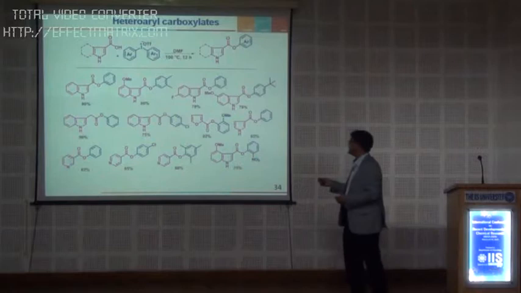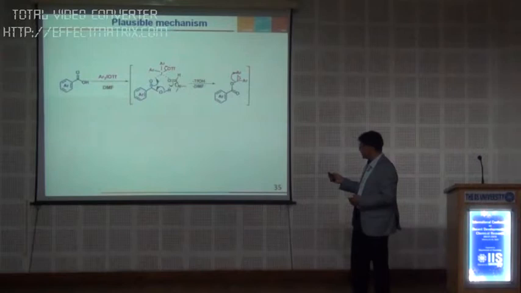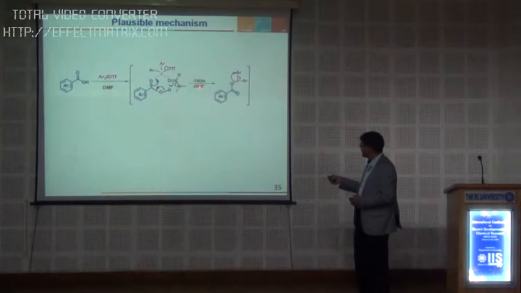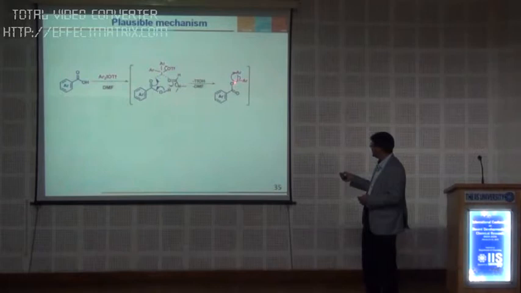Because we found that DMF is very critical for this reaction, the possibility is that it is involved in the formation of a kind of 6-member transition state, which upon generating triflic acid forms a T-shaped intermediate which undergoes 1,2 migration to generate aryl iodide and the corresponding aryl carboxylate.